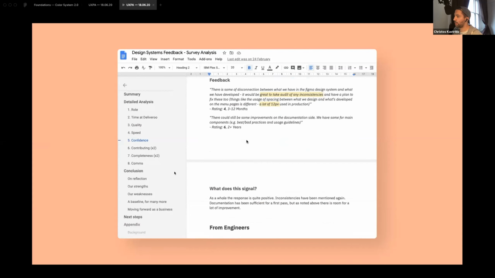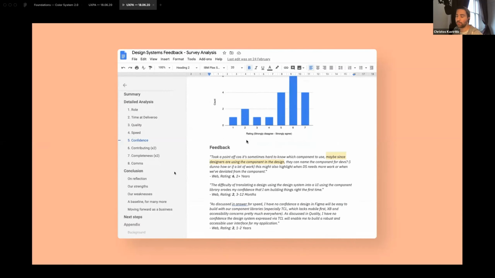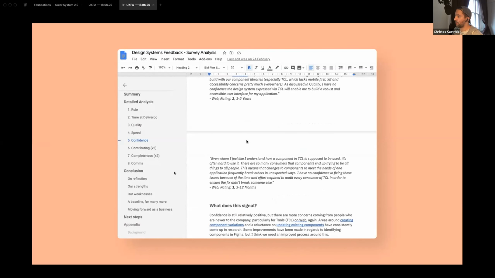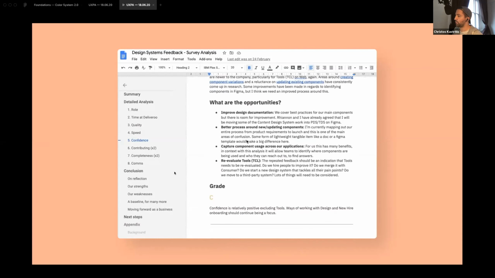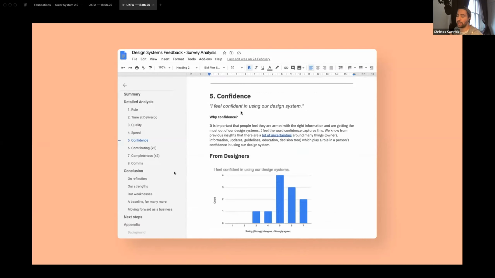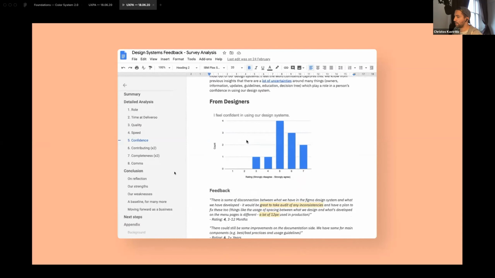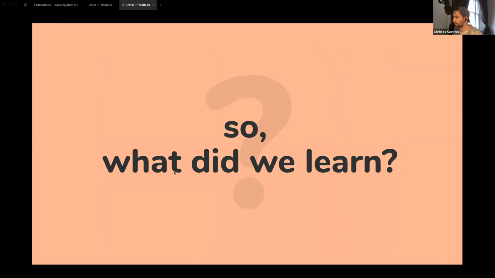Think about your KPIs, give rationale behind those KPIs, have graphs separating designers and engineers, and include the quotes from the survey, including the rating and their tenure. What are the opportunities? What does this all signal? And then the grade itself. I found all that really helpful in arming myself with the right information so I could communicate that with everyone else.